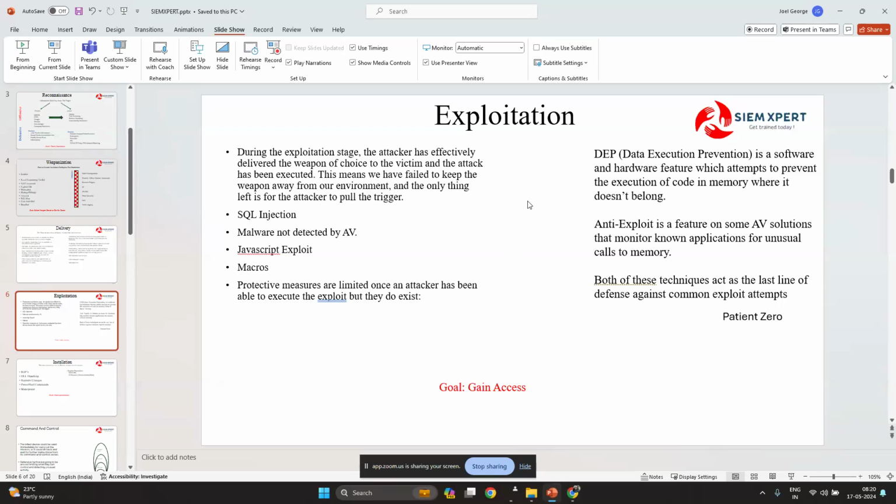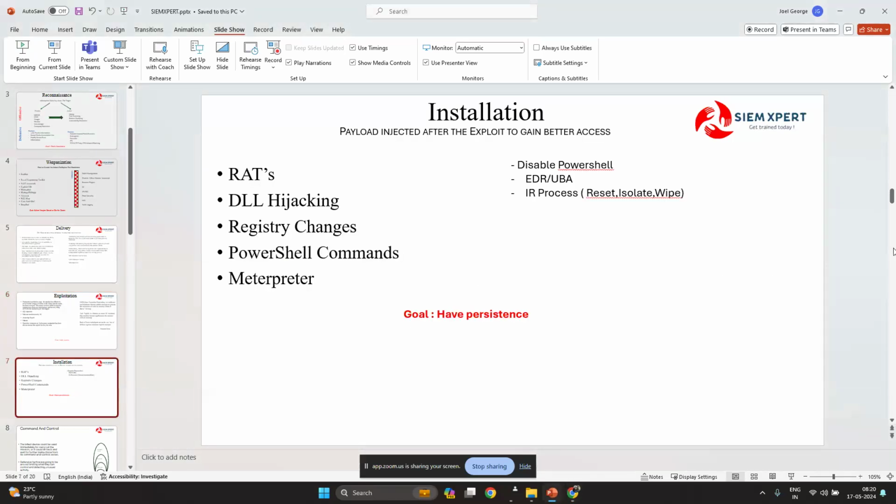Now from an attacker's perspective, his main idea is to gain access first in this stage, and then comes the phase of installation. In the installation phase, it's basically to have persistence, by which the attacker can keep running, which would help in his next stage, which is command and control.